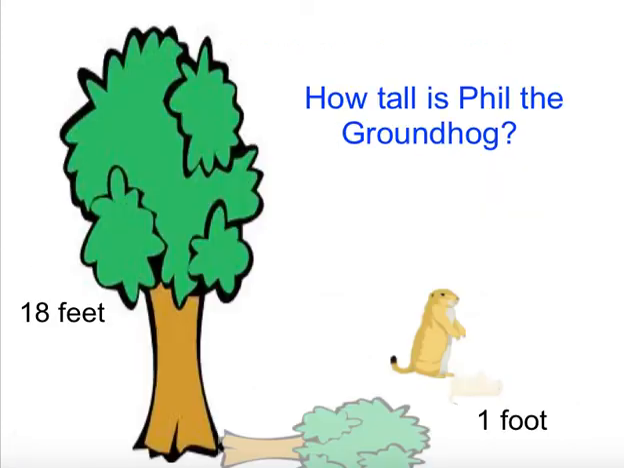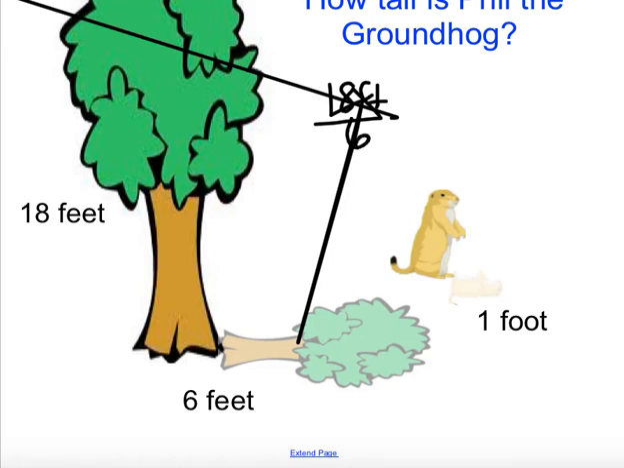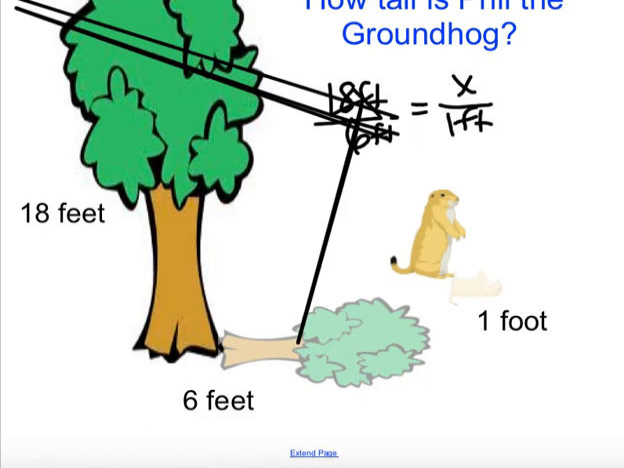Two more examples and then we'll be done. How tall is Phil the groundhog? We are given that the tree is 18 feet tall with a shadow of 6 feet, and the shadow of our groundhog is 1 foot. So I say 18 feet is the same as 6 feet. Real height to shadow, so real height x to shadow 1 foot. I cross multiply and get 6x is equal to 18, so x is 3. The height of our groundhog is 3.